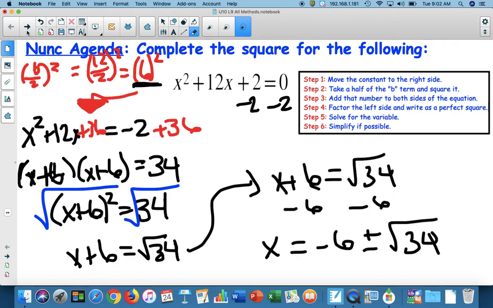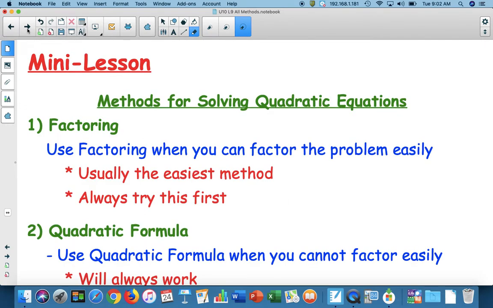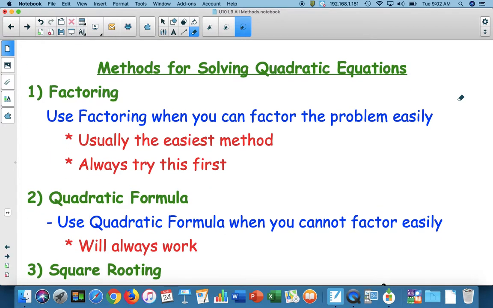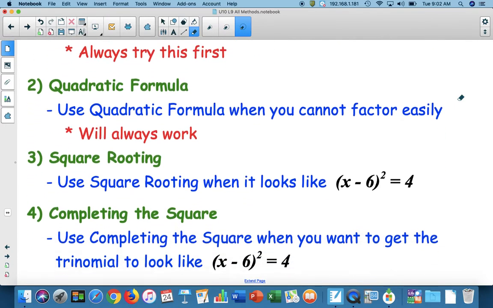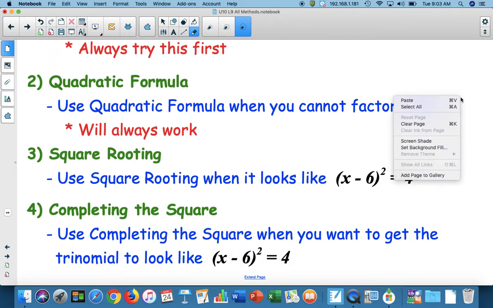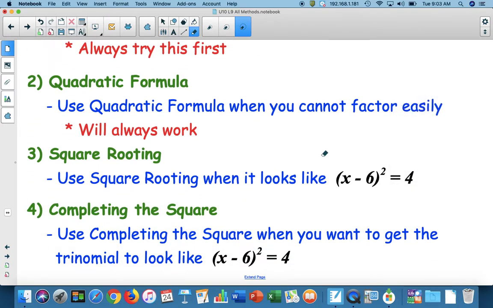Let's move on, though. Our mini lesson for today, like we said, we're going to do all the methods for solving a quadratic equation. So we got factoring, we got quadratic formula, we got square rooting, and we got complete the square. Take a look at that real quick just to make sure you guys are familiarized with that, alright?